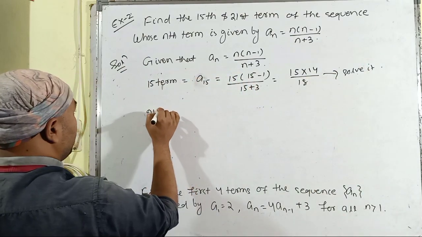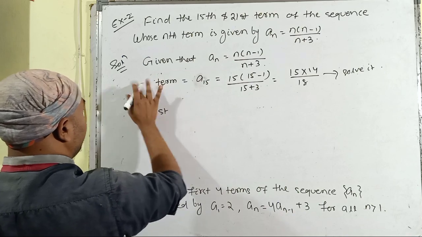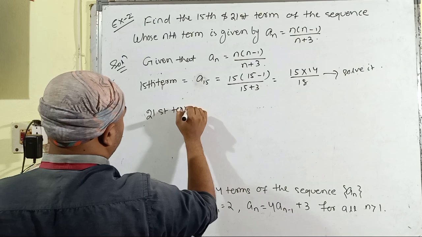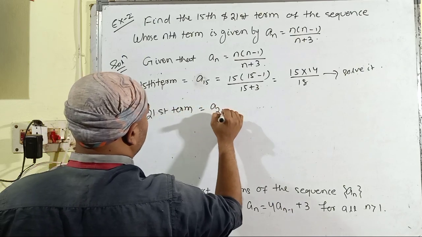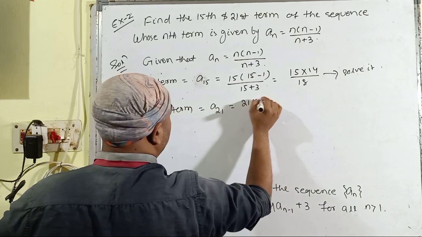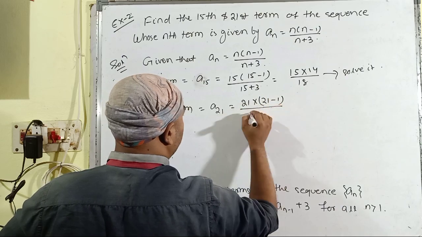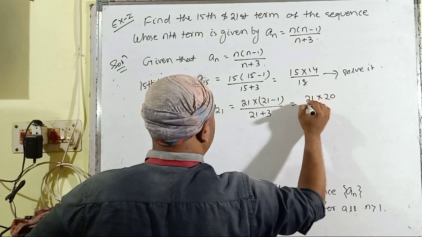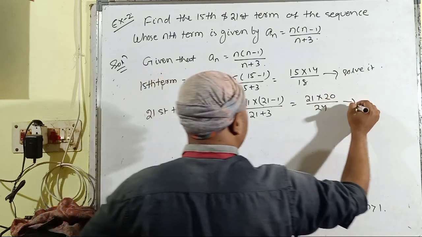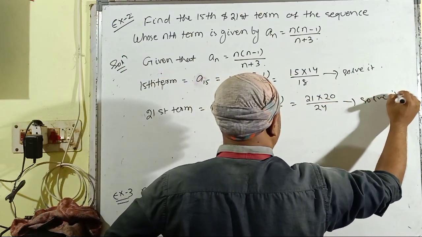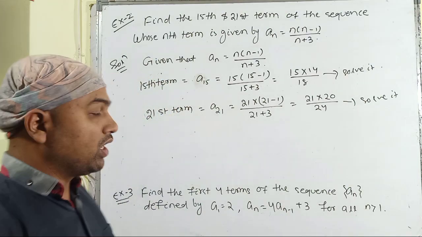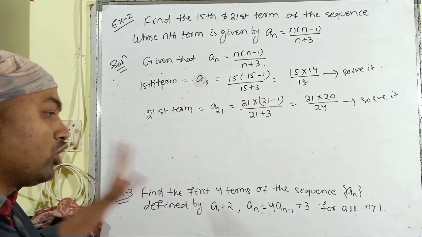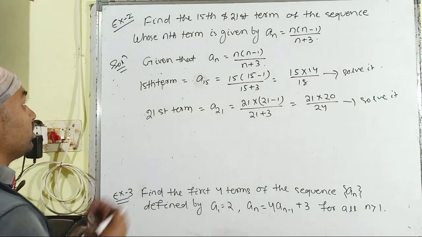Similarly, the 21st term is equal to A21, and it is 21 multiplied with 21 minus 1 divided by 21 plus 3, and this is multiplication of 21 with 20 divided by 24, and then again you have to solve it to find out the proper or simplified answer. Then let us solve the last problem of this current video session.